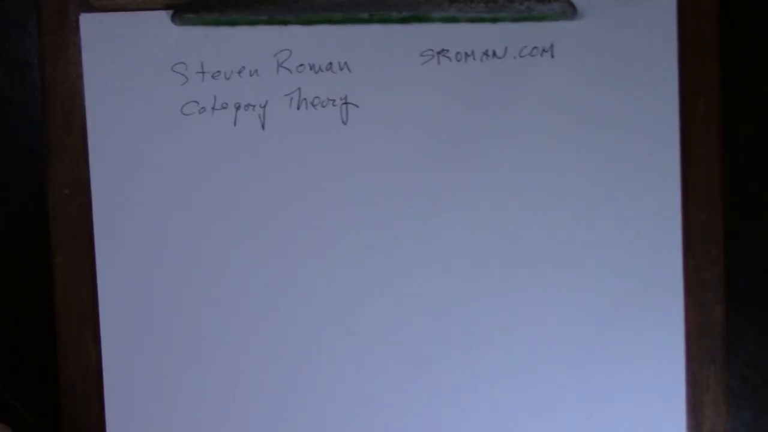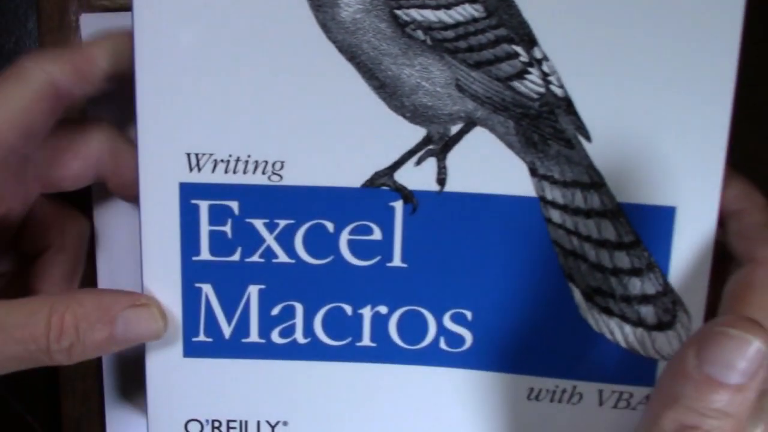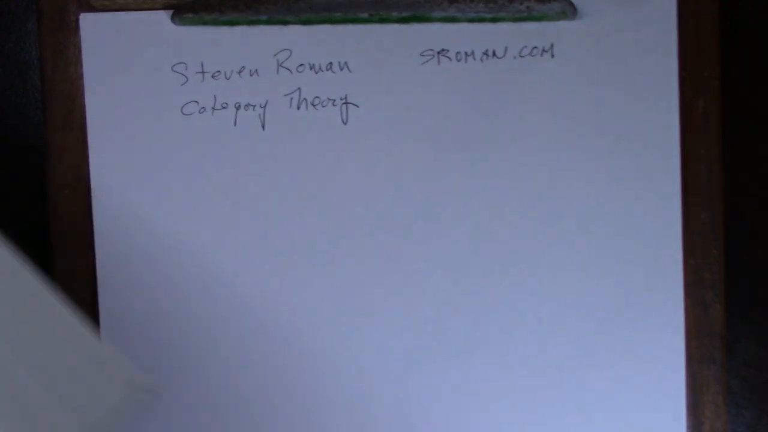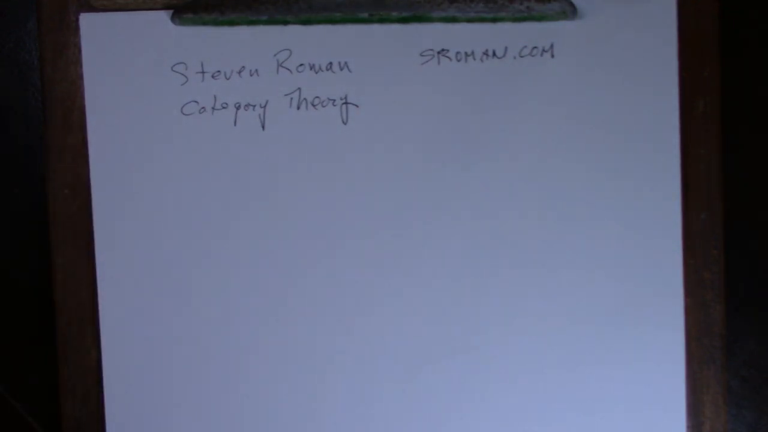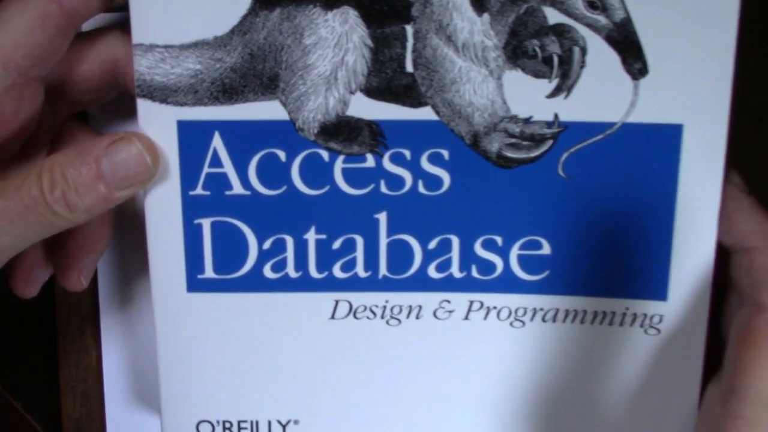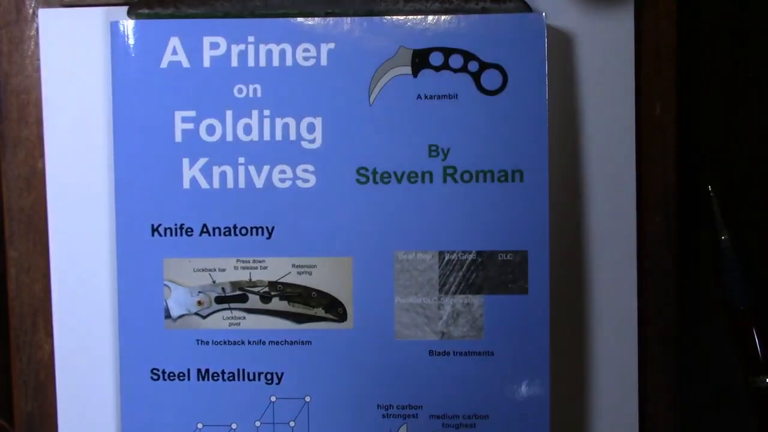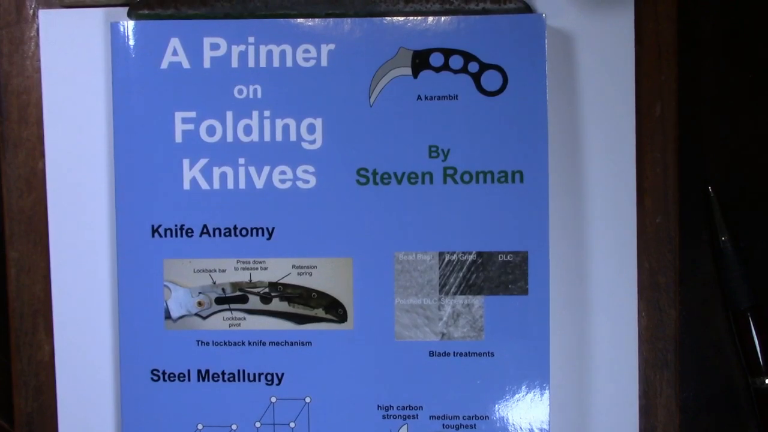In addition to mathematics books, I've also written a number of books in computer programming. This is Writing Excel Macros, published by O'Reilly, and this is Access Database Design and Programming, also published by O'Reilly. Also, although it's quite off the subject, I just very recently finished a book on one of my hobbies, which is folding knives. So if you're interested in folding knives, you can find some information about this book on my website as well.